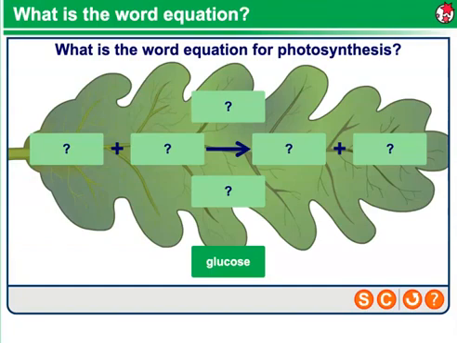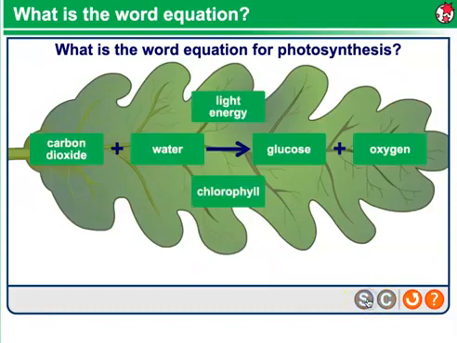So what is the word equation? What is the word equation for photosynthesis? Carbon dioxide plus water, along with light energy from the sun and chlorophyll that exists inside the chloroplasts of plants, give us glucose and oxygen.